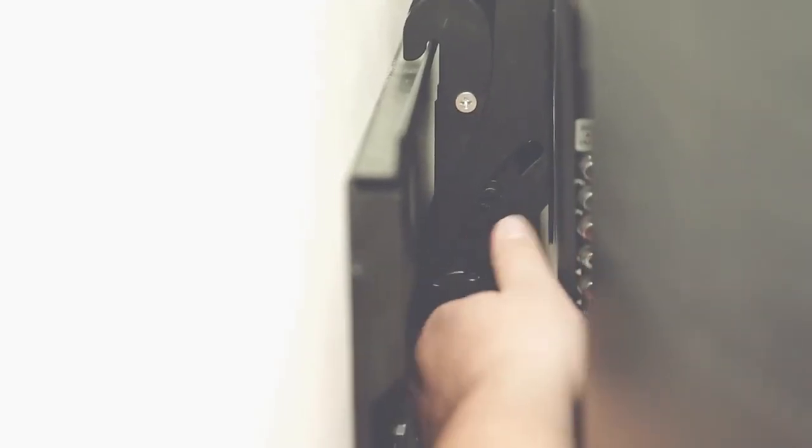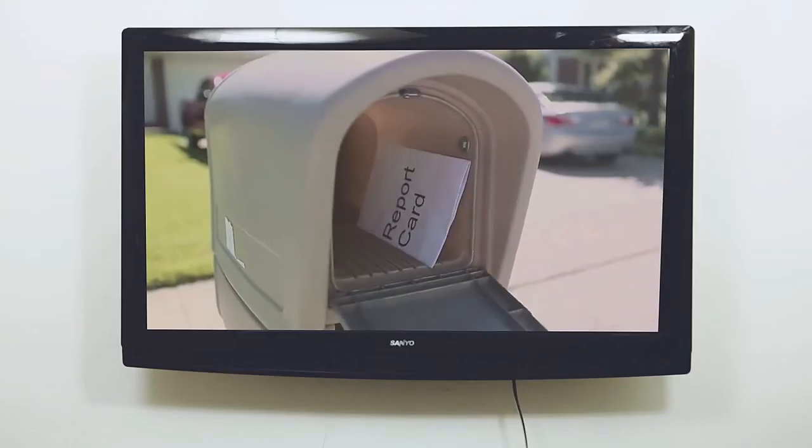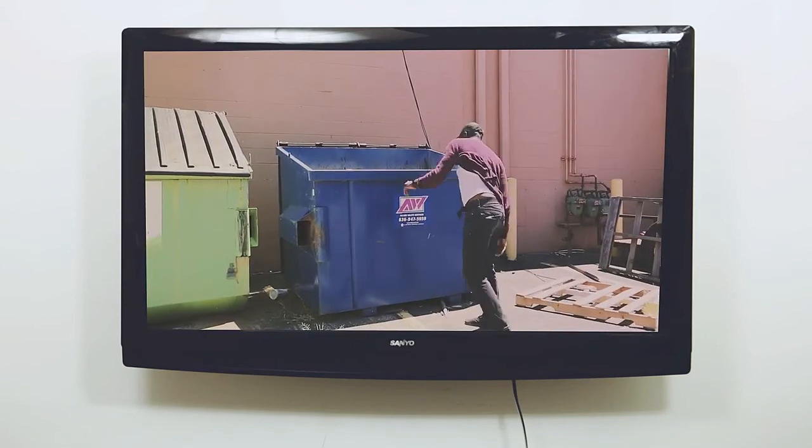Adjust the tilt on the TV to your liking. On the side of the bracket, use the tension knobs to tighten the bracket so that it stays at the desired angle. Congratulations, you have successfully installed the TVM T63 TV wall mount bracket.